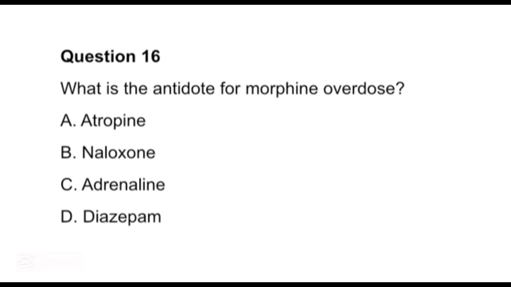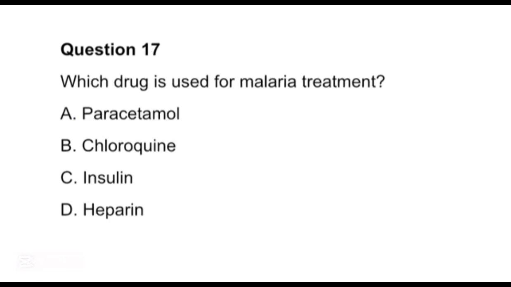Question 16. What is the antidote for morphine overdose? A. Atropine. B. Naloxone. C. Adrenaline. D. Diazepam. Correct answer, B. Naloxone.